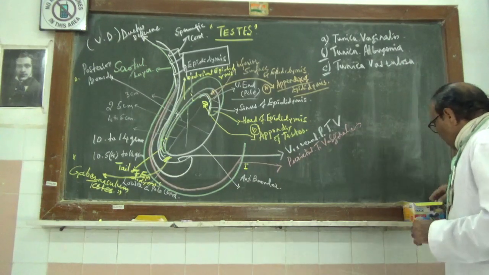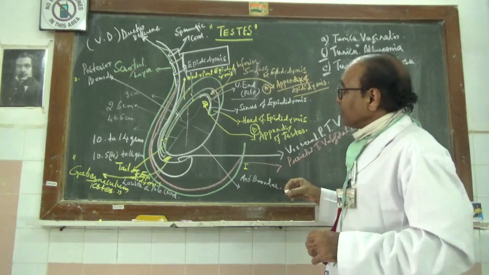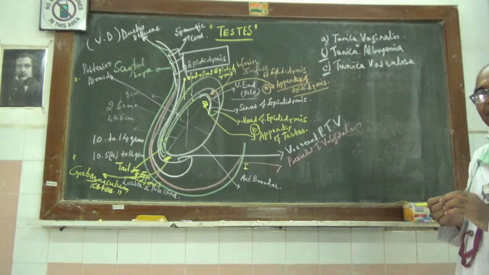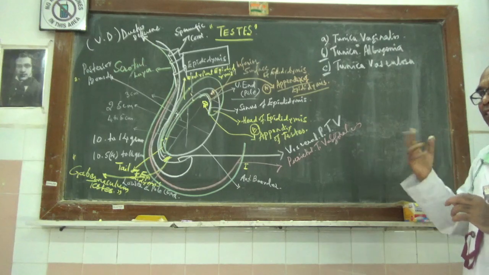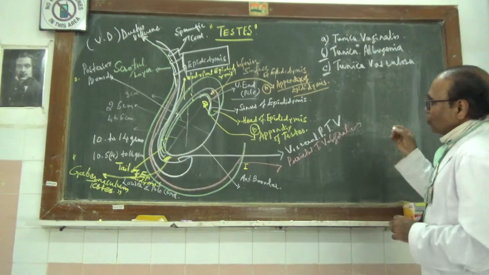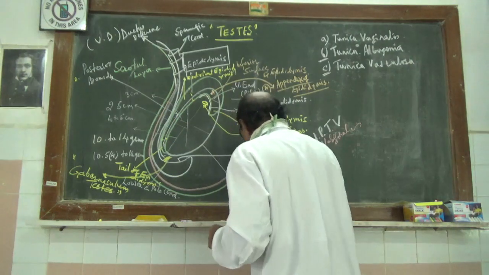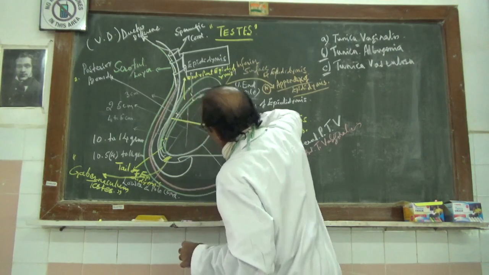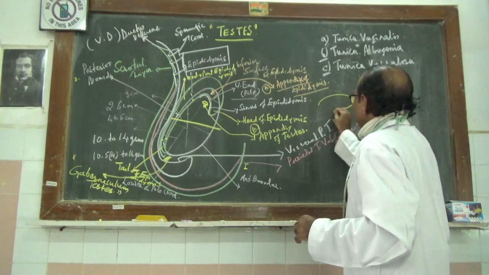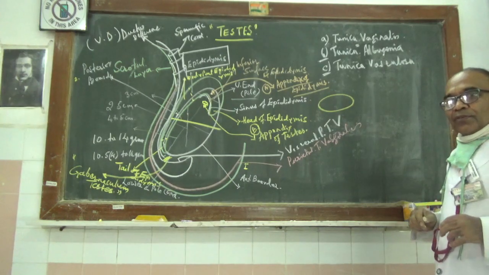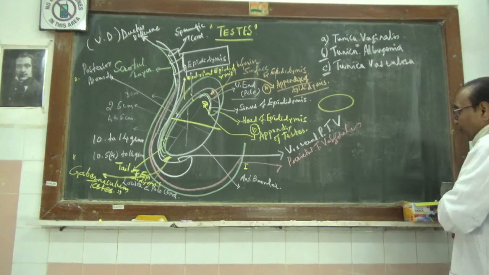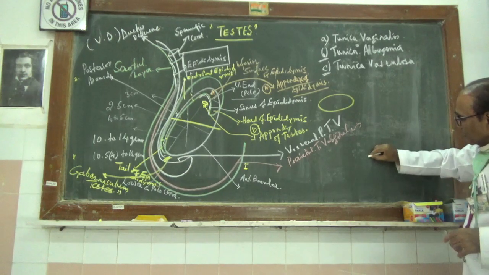Now after determining the side of the testis, you will study the cut section of the testis. The cut section can be studied in two ways: one is TS and another is LS. If it is a TS, it should be like this. You take a cut from this, then study it. It will come like this. This will be the boundary or the outline. But when you want to study the testis in a LS, it will appear like this.